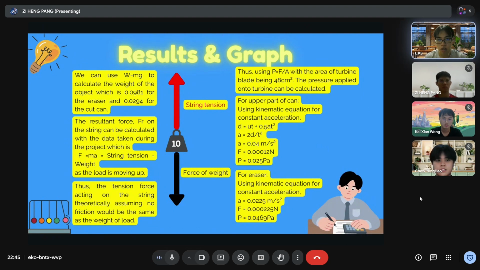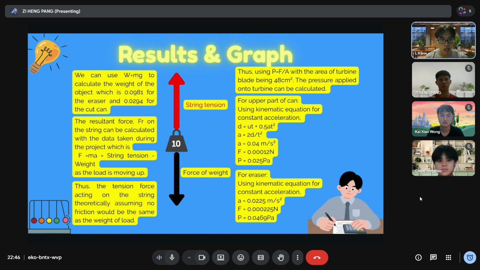Next is the calculation for the project. So we can use W equals mg to calculate the weight of the object, which is 0.0981 Newton for the eraser and 0.0294 for the cut can. The resultant force on the string can be calculated with the data taken during the project, which is F equals ma, which is string tension minus the weight because the load is moving up. Thus, the tension force acting on the string, theoretically assuming no friction, would be the same as the weight of the load.